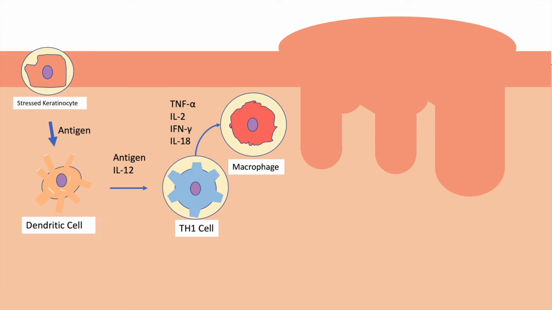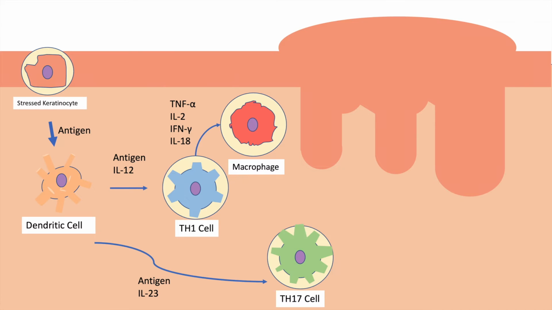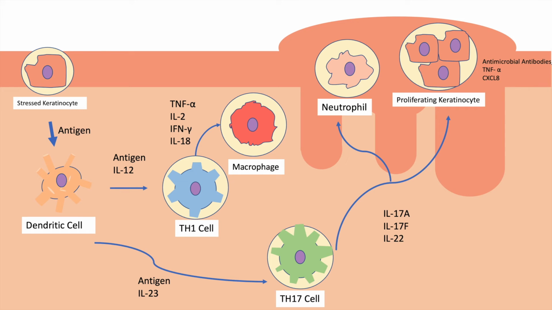Th17 cells are found in psoriatic skin. They are produced when the antigen is also presented along with interleukin 23. Th17 cells are responsible for activating neutrophils to go to the site of the original stressed keratinocyte. Additionally, Th17 begins to produce inflammatory cytokines, which is what leads to the buildup of psoriatic plaque.